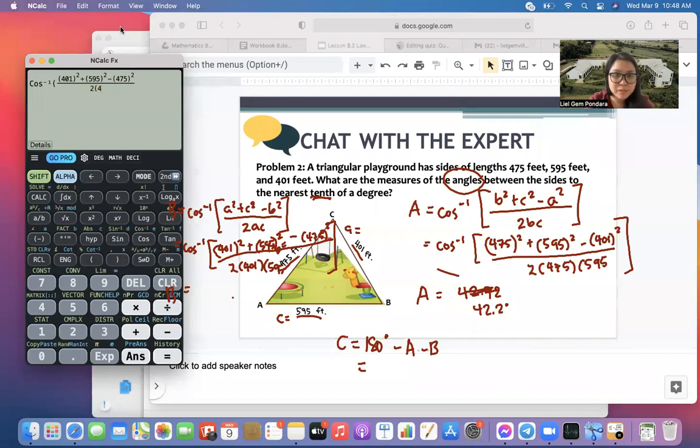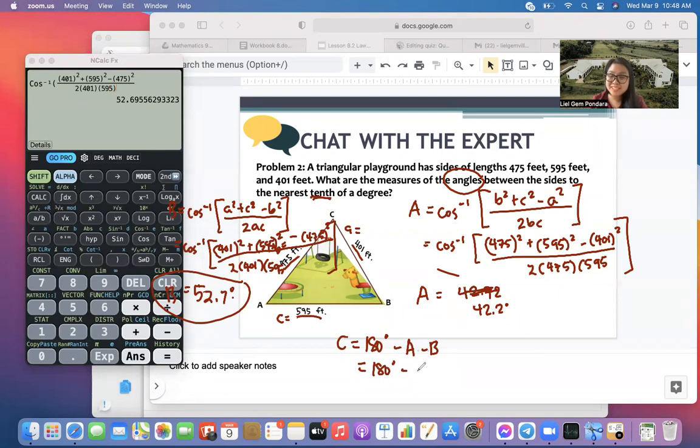Times 2 times over 401 times 595. There. In one decimal place, the answer is 52.7 degrees. That's the answer for B. Now, with our A and B present, can you help me solve for C? What is the measure of angle C?